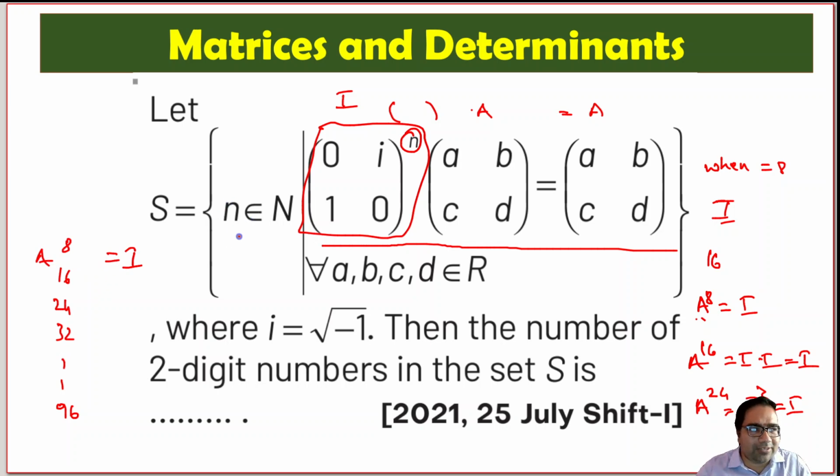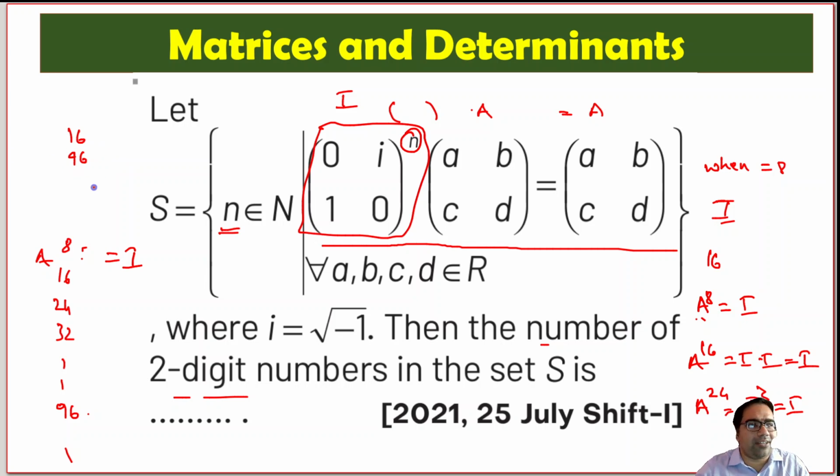But here we want, so what is n? n will be satisfied by 8, 16, 24, 32, whatever, 96, all these numbers. n is all multiples of 8, starting with 8, and there is no restriction on the upper end. But in all the multiples of 8, we want only the two-digit multiples of 8. That is starting from 16 to 96. 8 ones is 8, 8 twos is 16, and 8 twelves is 96.